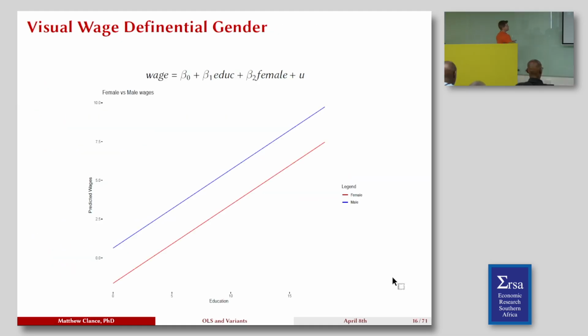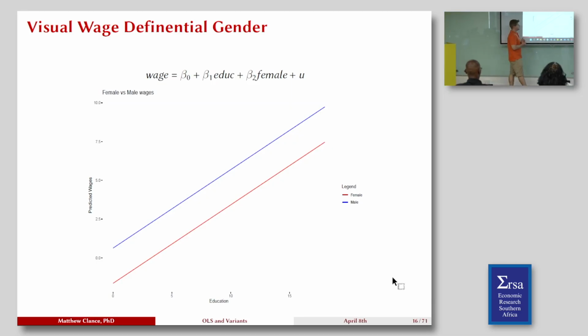If we were to graph this out in terms of the predictions, this is what we get for the constant. So this is what we get for males. And like I said before, once we include the dummy variable for females, we're pushing down, a parallel shift of that outcome. So this is the difference at each education level in terms of wages.